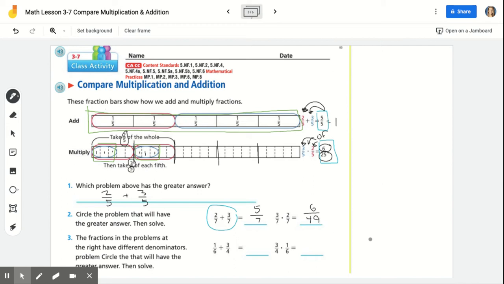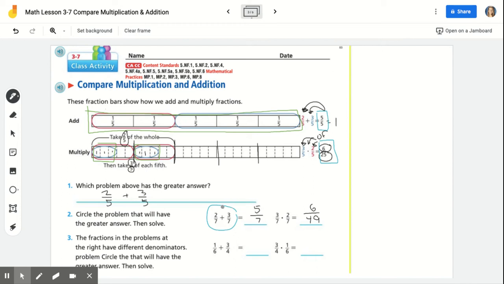Great. Now let's compare our two answers. Which one is greater? 5 sevenths or 6/49? 5 sevenths is definitely larger than 6/49. Remember, be thinking to yourself, if I were to draw out fraction bars that are whole for this one would be 7 pieces and 5 circled. This one would be 49 pieces and 6 pieces would be double circled. So this one would definitely have more circles around it.